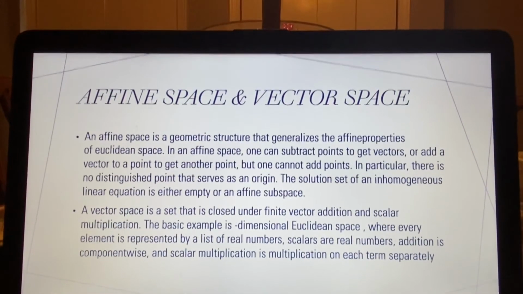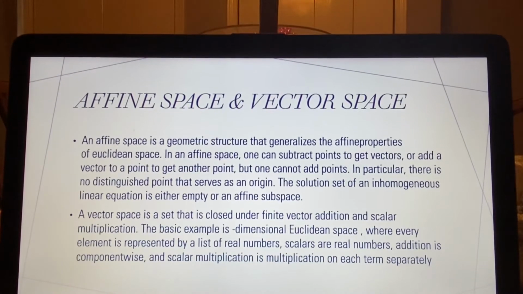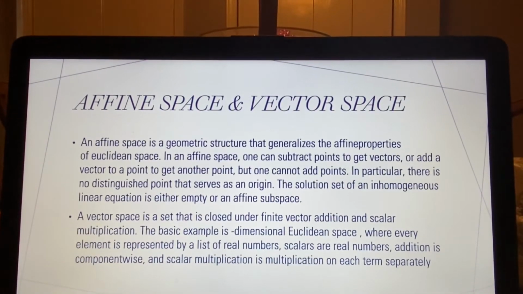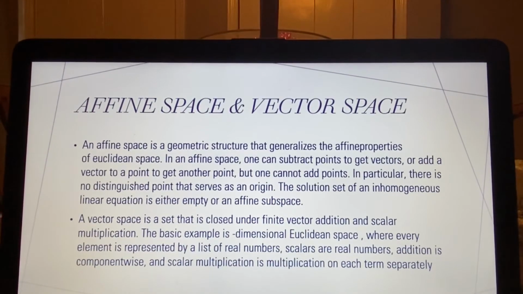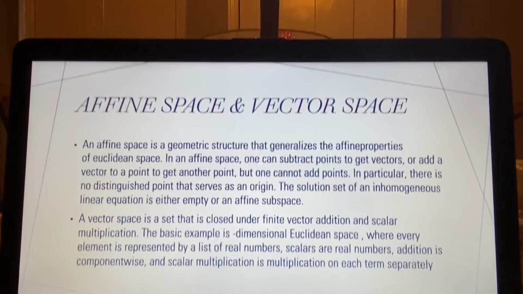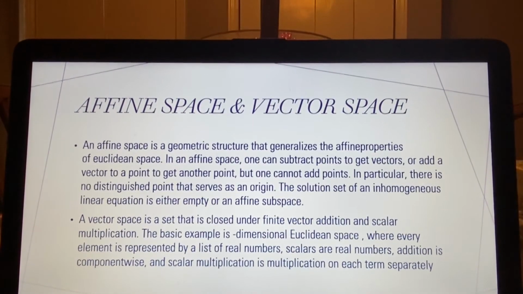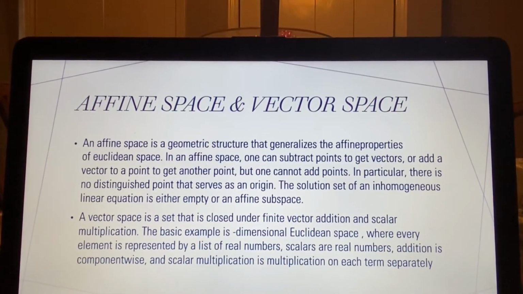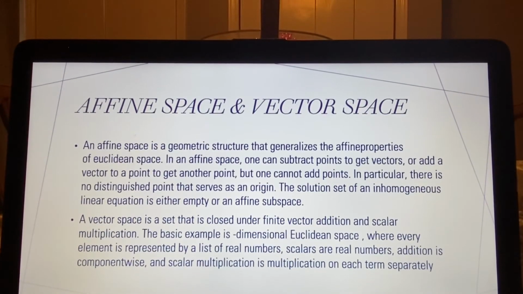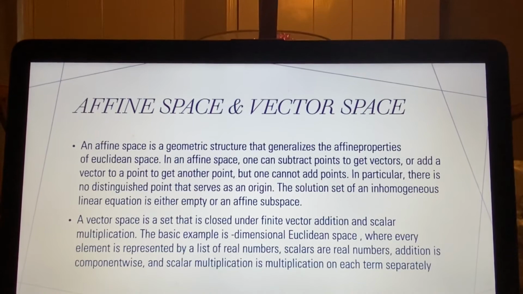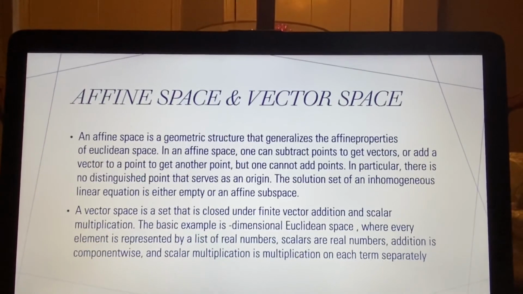A vector space is a set that is closed under finite vector addition and scalar multiplication. The basic example is n-dimensional Euclidean space, where every element is represented by a list of n real numbers. Scalars are real numbers. Addition is component-wise, and scalar multiplication is multiplication on each term separately.